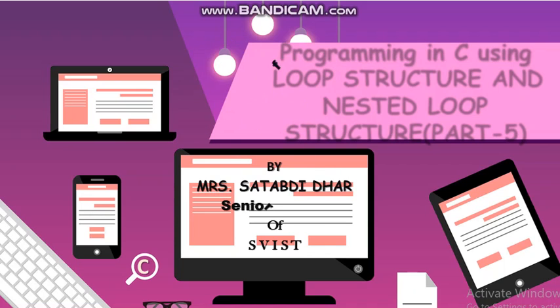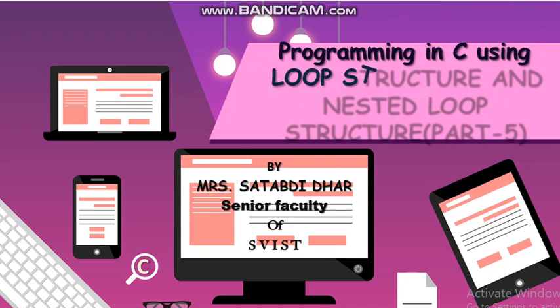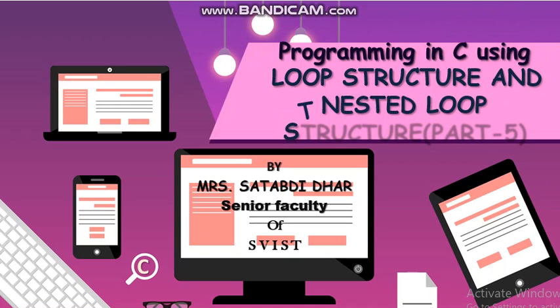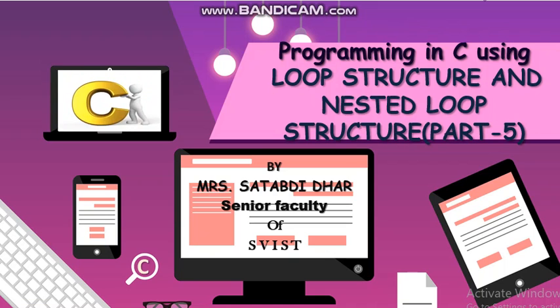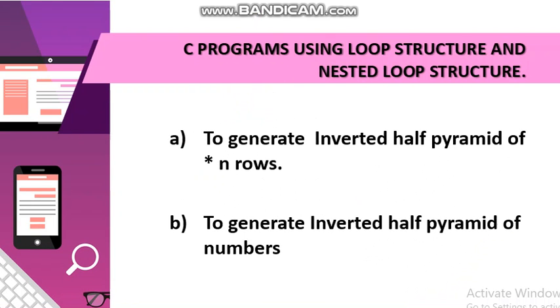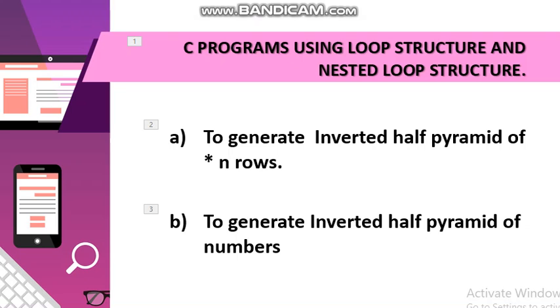Again I am here for discussing some programs in C using loop structure and nested loop structure. Here we will discuss two programs. The first one is to generate an inverted half pyramid of stars for n rows, and the second program is to generate an inverted half pyramid of numbers.